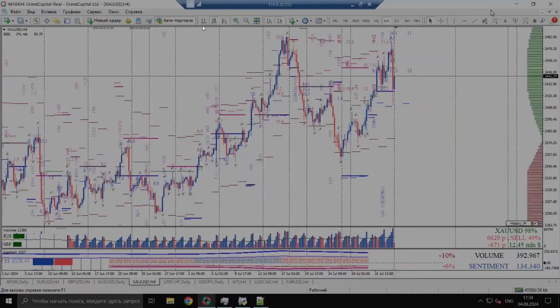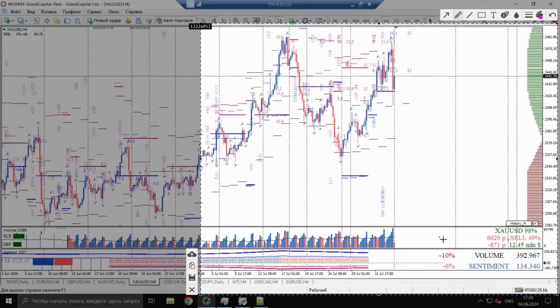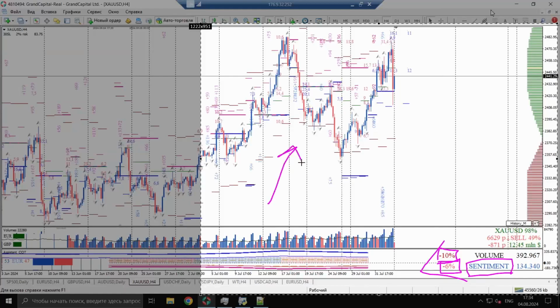Referring again to the Commodity Futures Trading Commission data, we see a decrease in buyers by 6% and a decrease in capitalization of the trading instrument by as much as 10%. This means that buyers have exited the market, taking their money with them, which increases the likelihood of a correctional decline in the first half of the trading week.